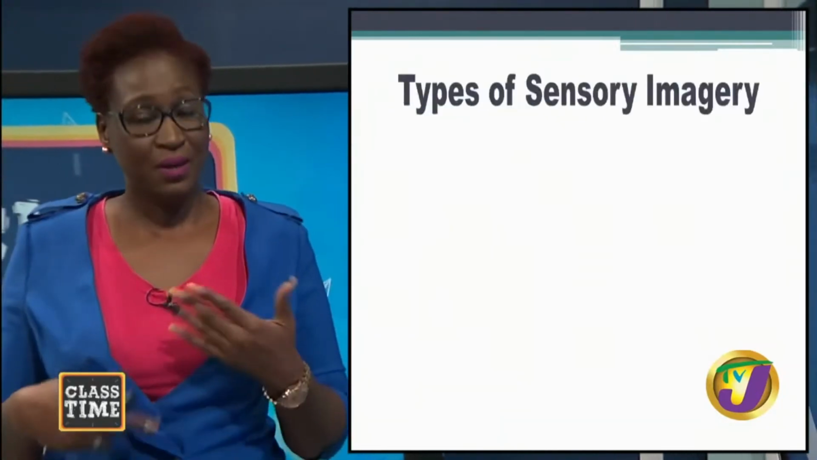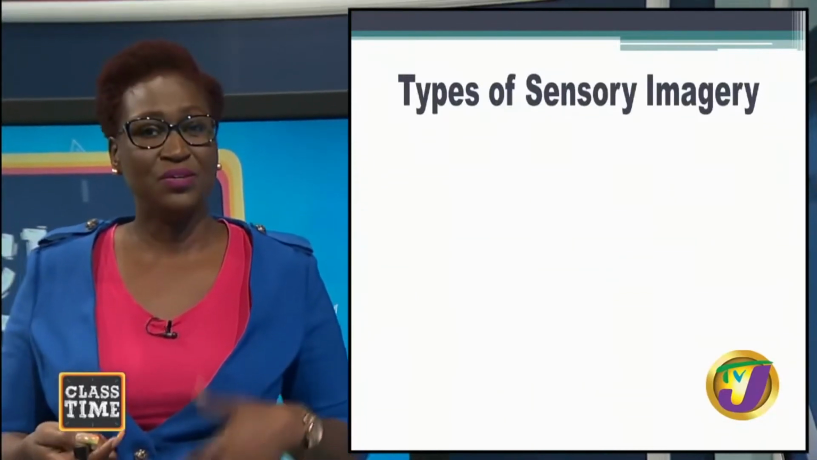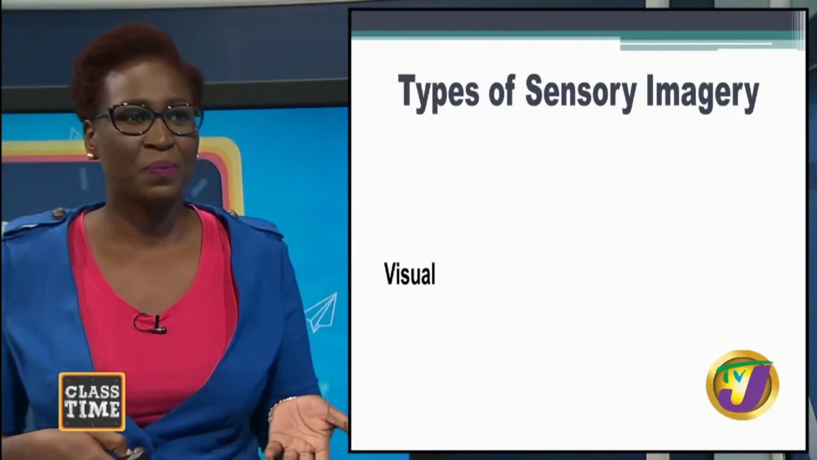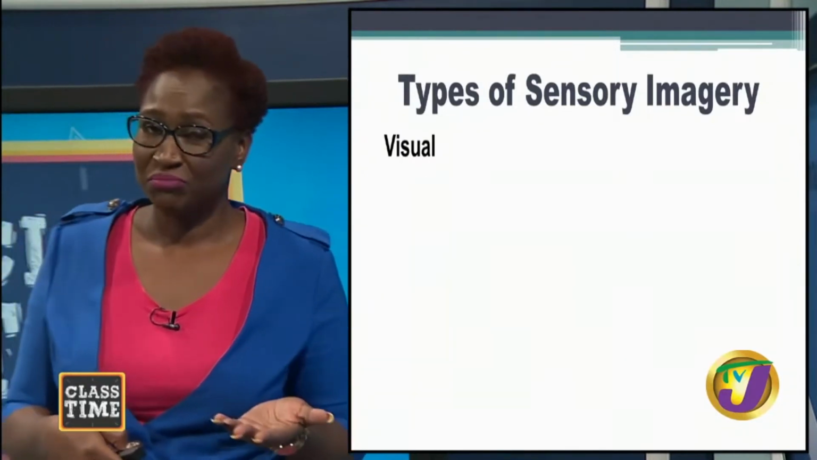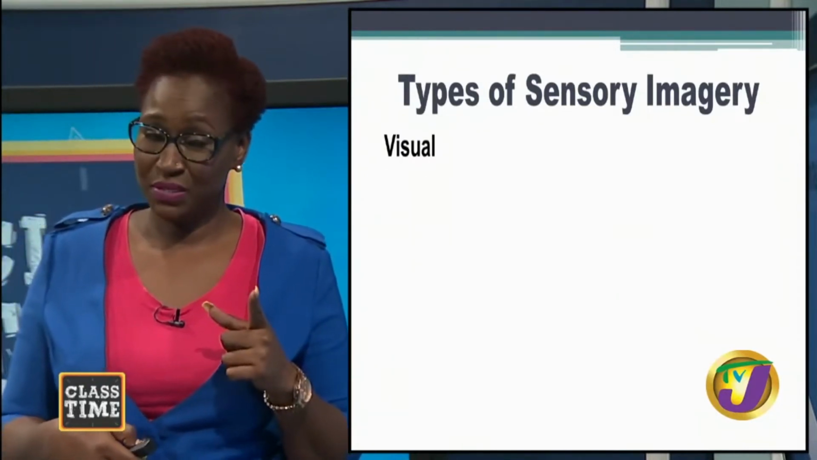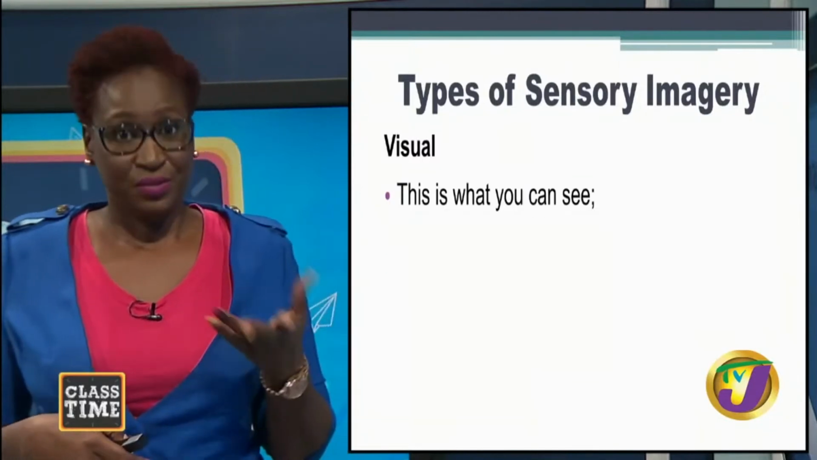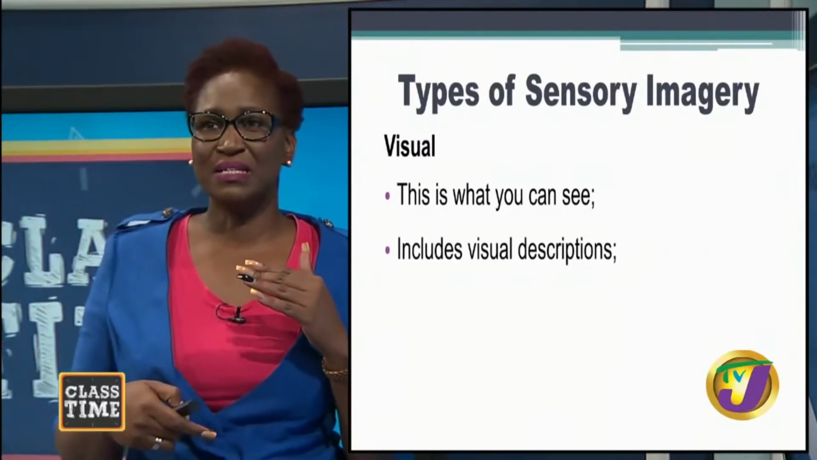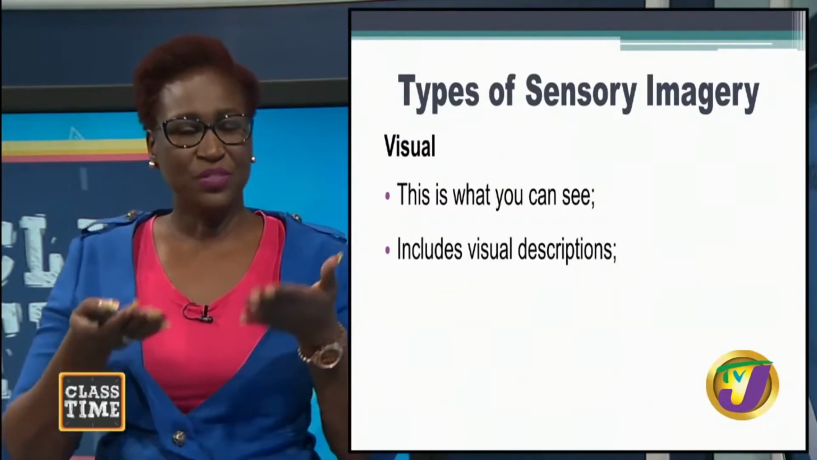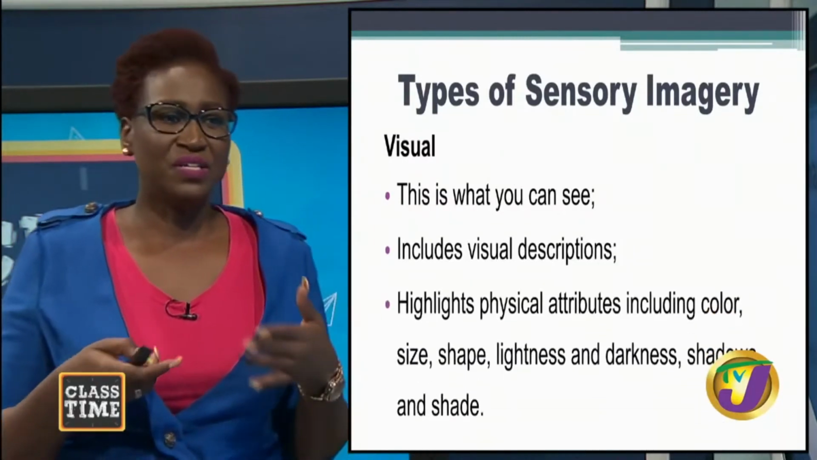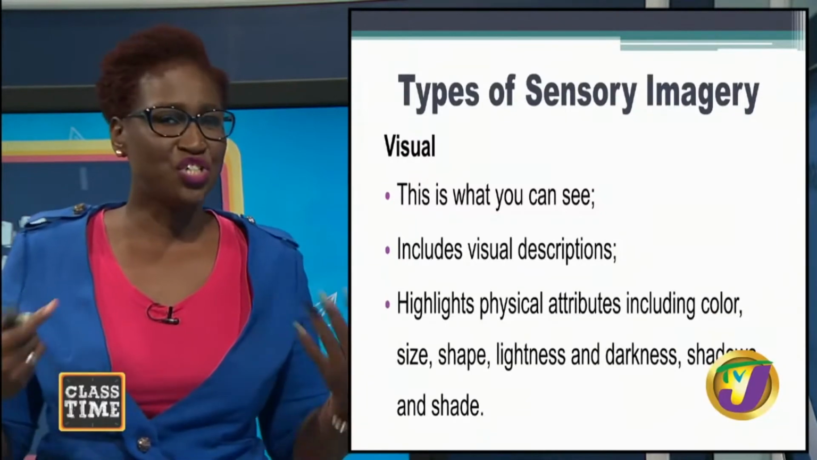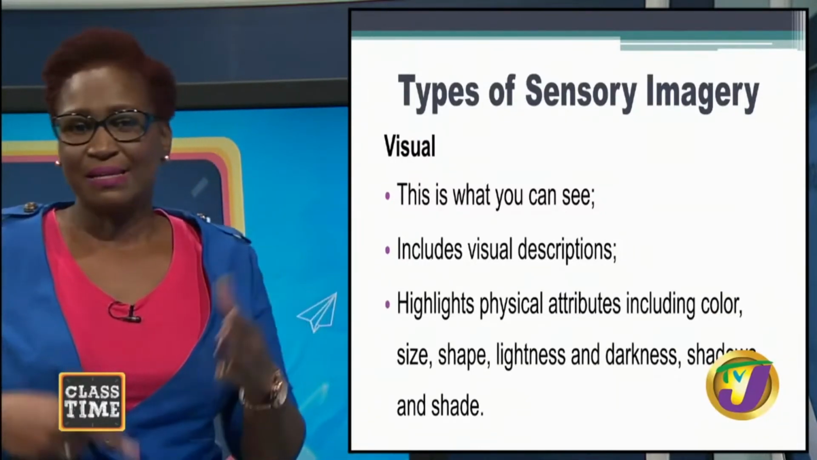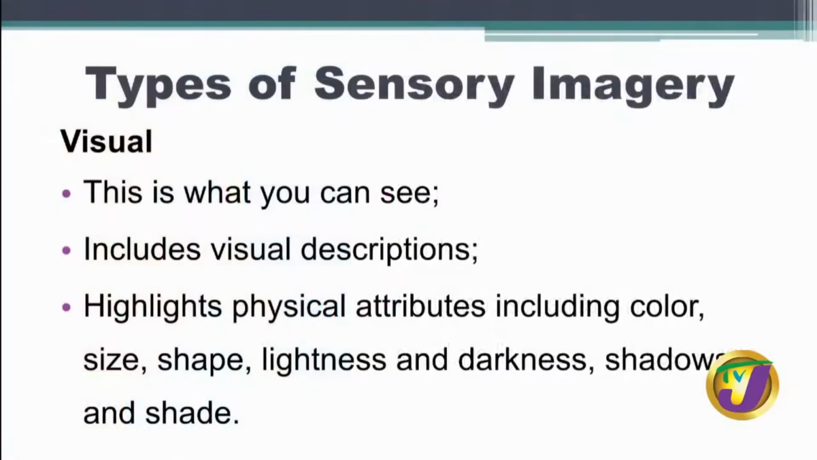And of course, because it appeals to the senses, you have a type of imagery for every type of sense. So you have the visual. That should be obvious what the visual appeals to. What you can see. So you're looking at things that are described in front of you, things you can see. So you're thinking of things like color, size, shape. You're thinking of objects being described, light and dark, shadow, shade, that sort of thing.